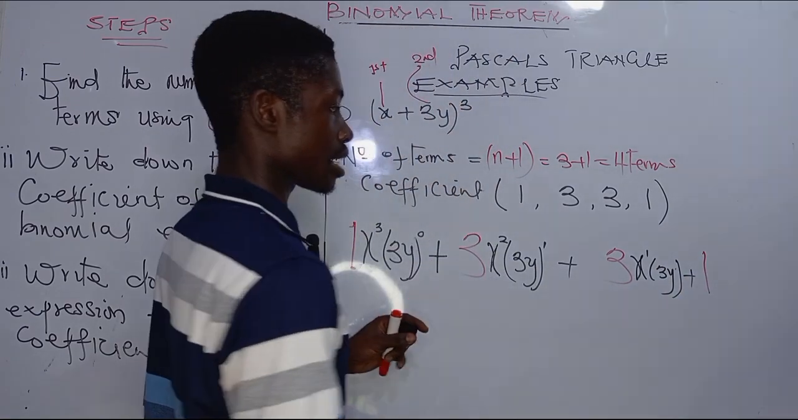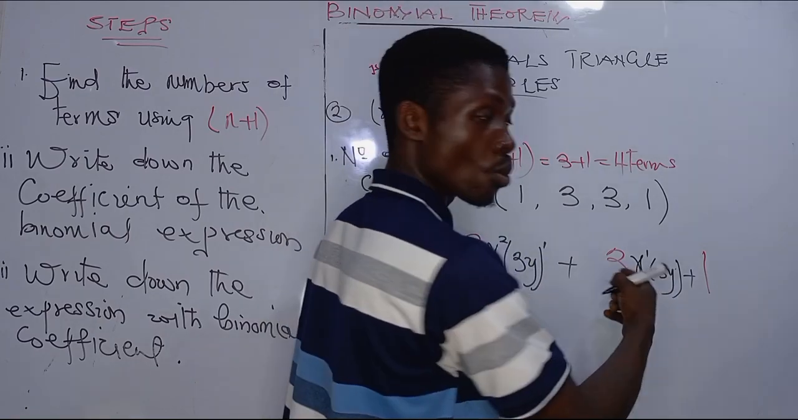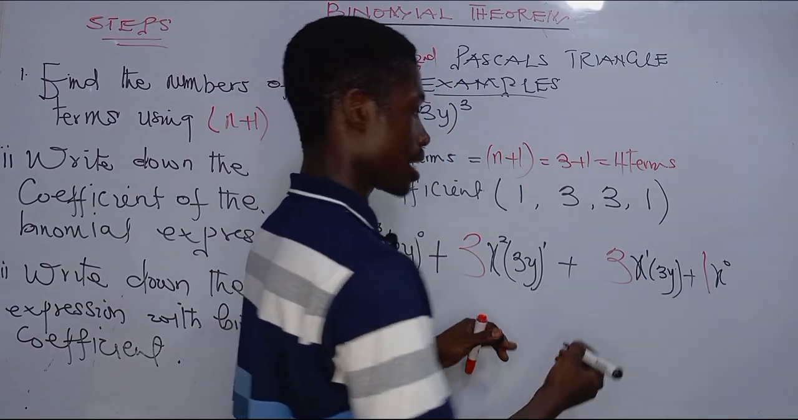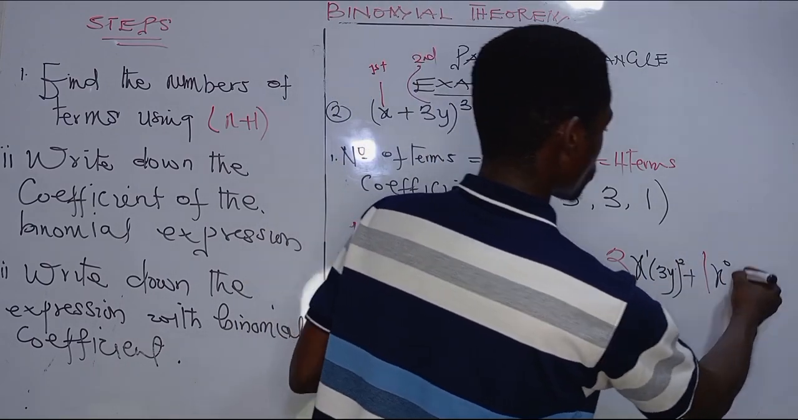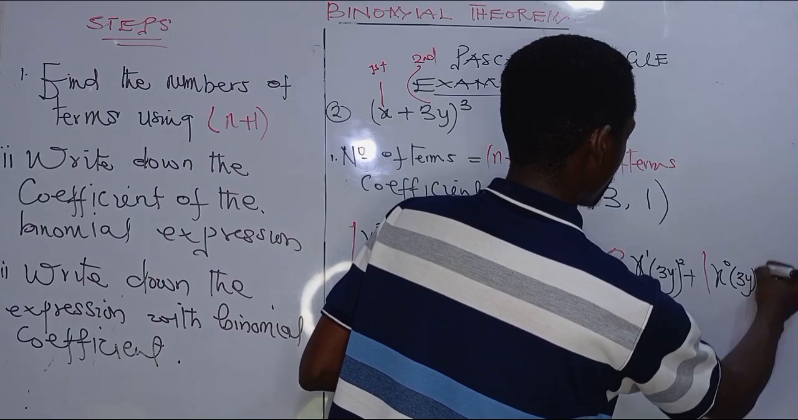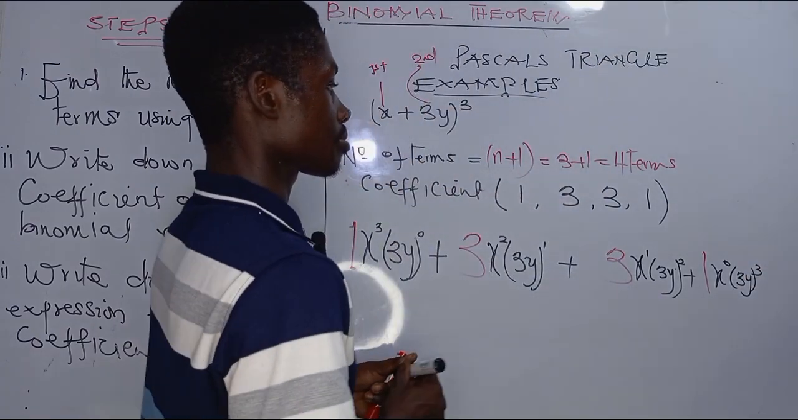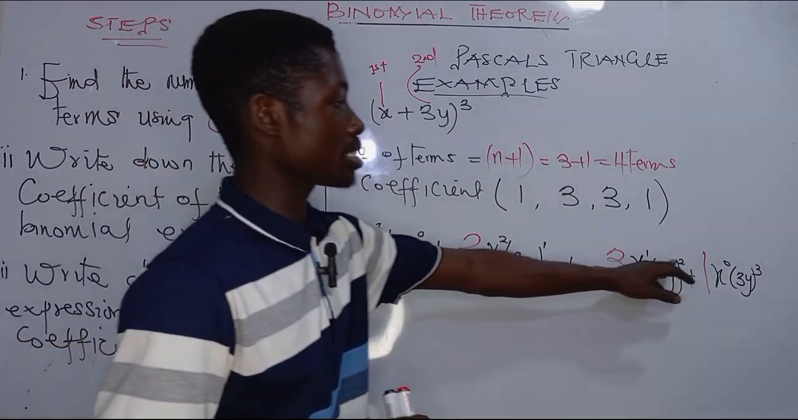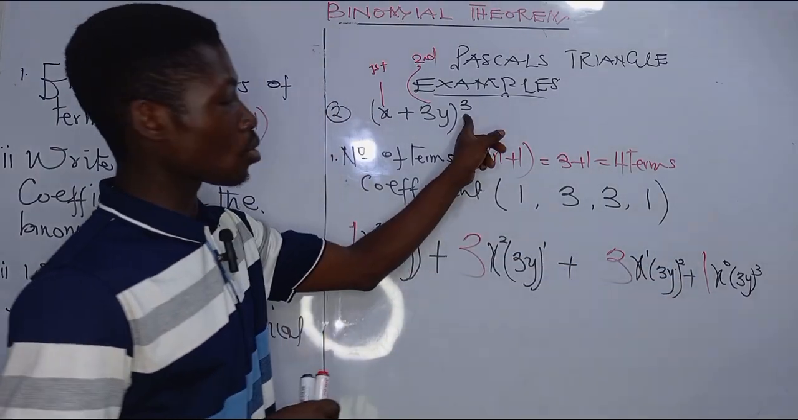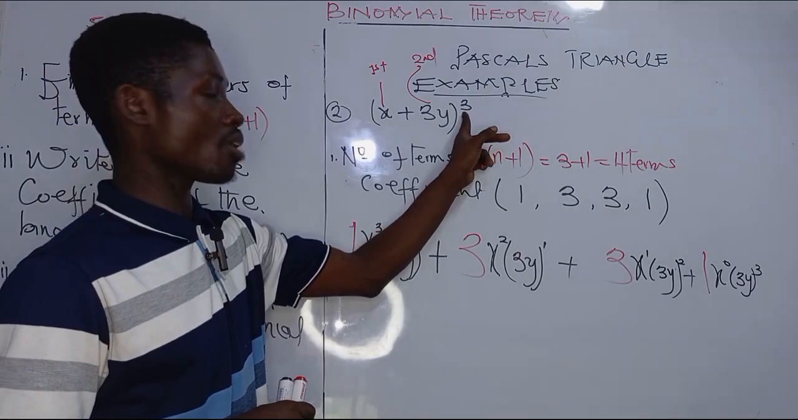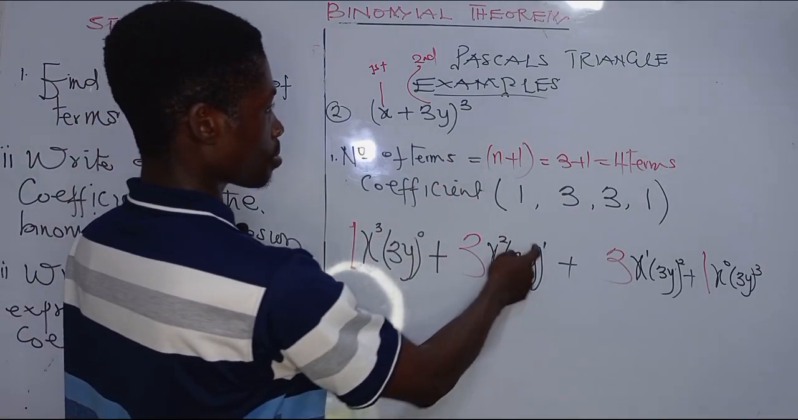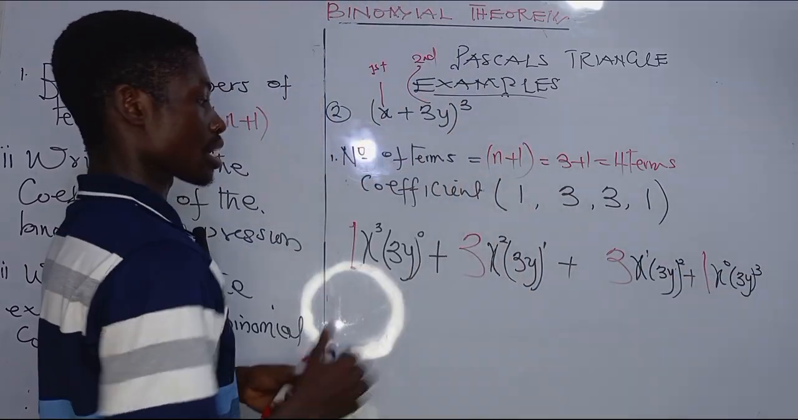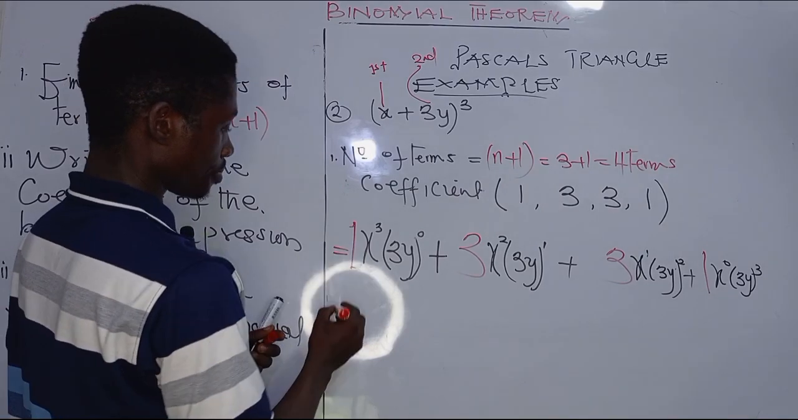We bring our addition sign. x will decrease to what? 0. You have x power 0, whilst 3y increases to what? Power 3. Always after writing this, check to see if the summation of the powers of the two terms is equal to the power of the binomial expression. So you have 2 plus 1, 3, 1 plus 2, 3, 0 plus 3, 3. We can continue. So we have our equal to.